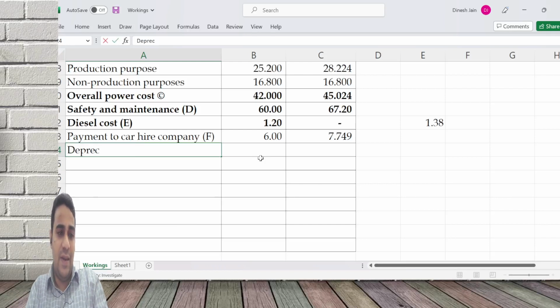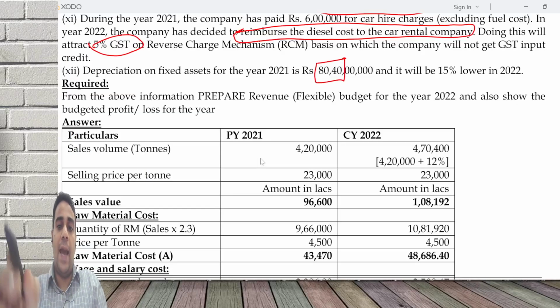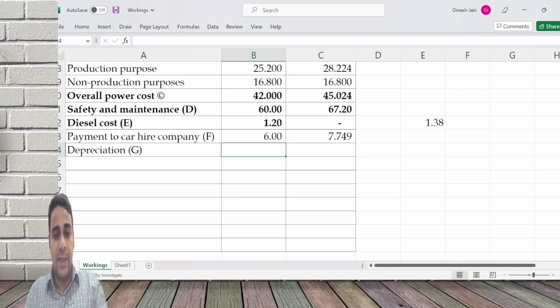Past expenditure, depreciation. Last year was 8040 lakhs. We are doing it in lakhs. This year 15% lesser. 8040, 15% lesser.